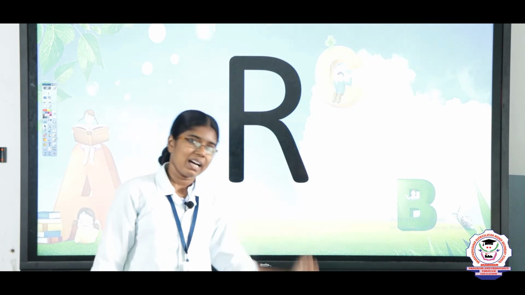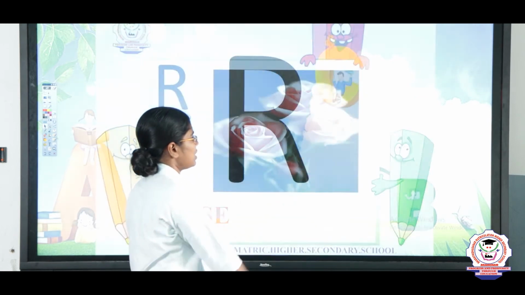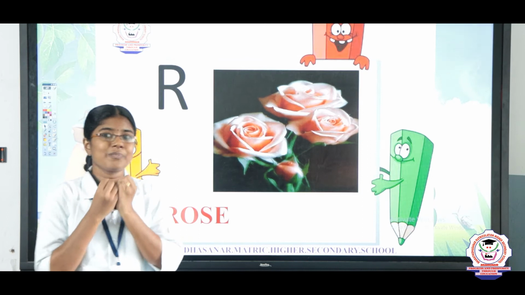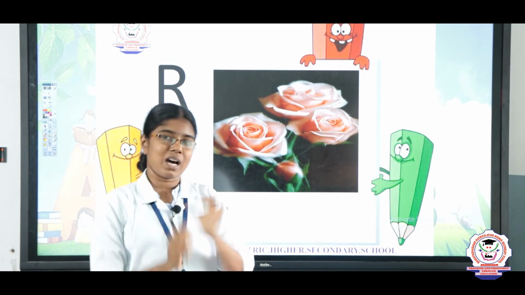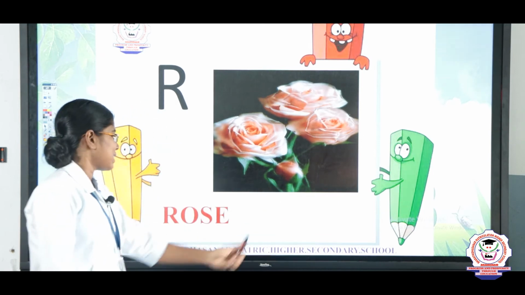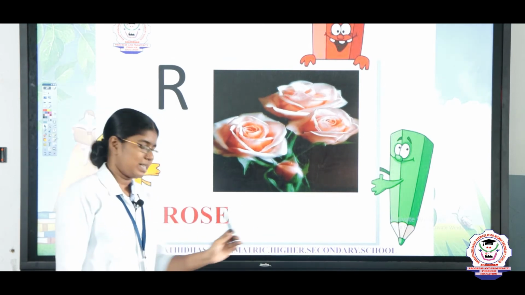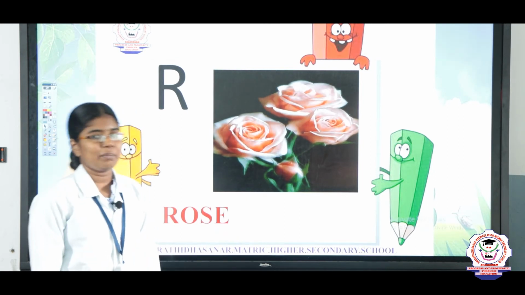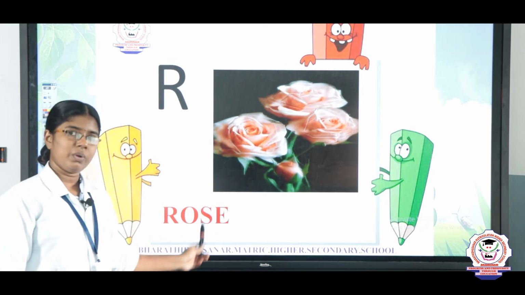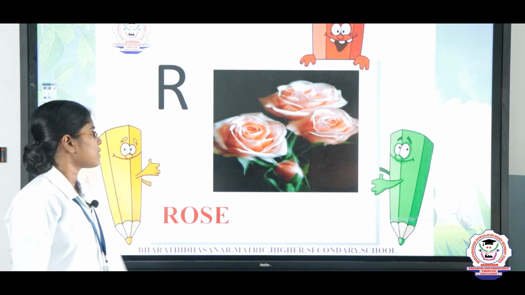The next one is R. What letter children? Yes, what letter is this? R. Very good, very good. See here, R for rose. What flower is that? Yes, rose. R for rose. The spelling of the word rose is R-O-S-E. Rose. Say it again my dears. R-O-S-E. Rose. Yes, very good.